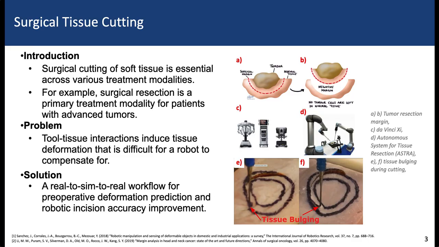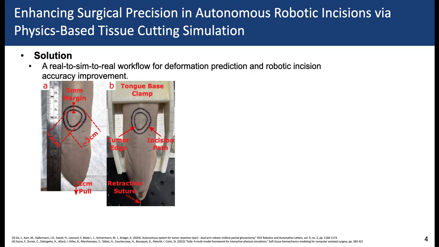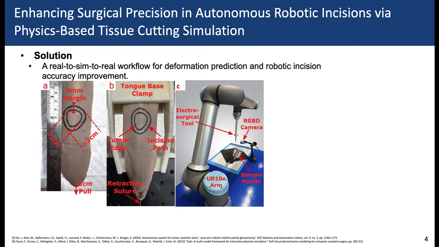To address this, we built our physics-based tissue cutting simulation that preoperatively predicts tissue deformation for tool trajectory improvement. For our work, we use porcine tongues for real tissue experiments due to their anatomical similarity with human tongues. We mimic a glossectomy setup, or a surgical resection of a tongue tumor. Tumor edges taken from clinical records are used, and a 5mm safety margin is added for our desired incision path. A robotic arm with electrosurgical tool attachment is used for the incisions.